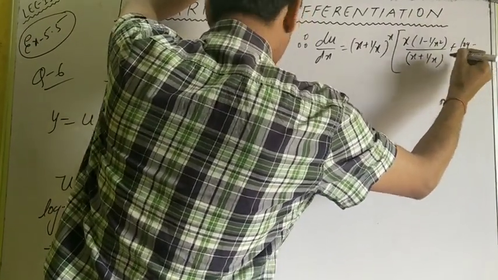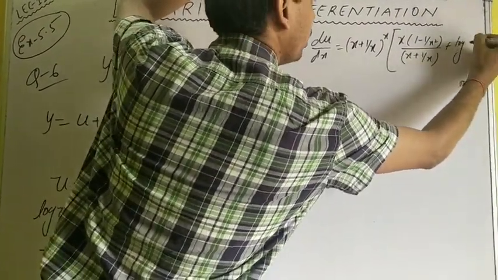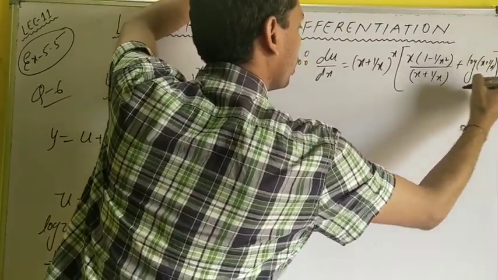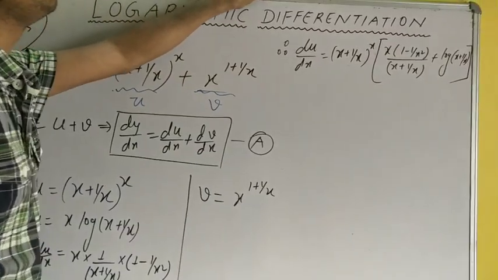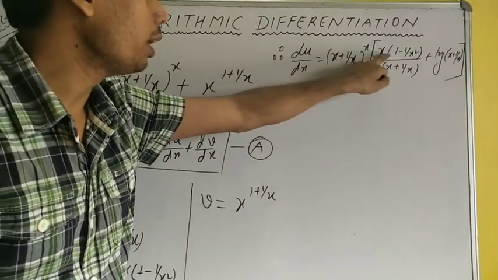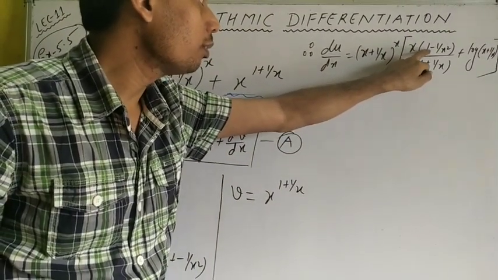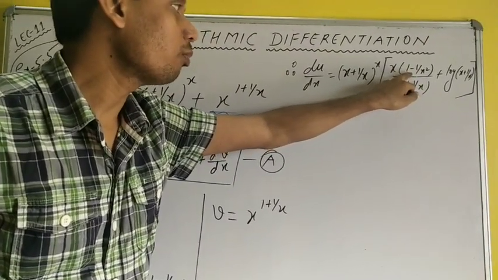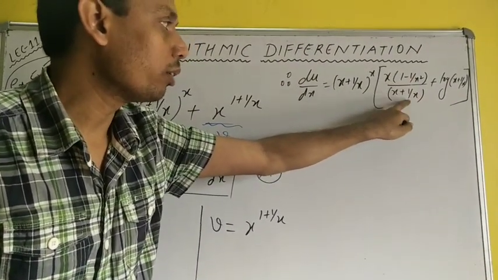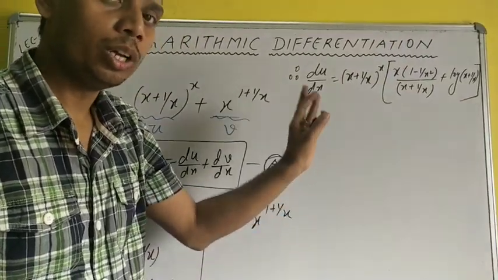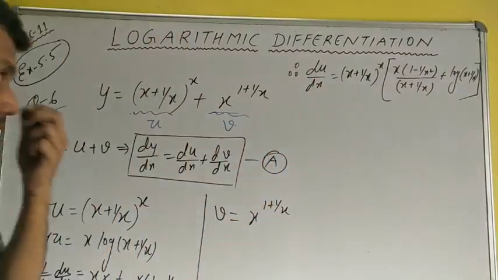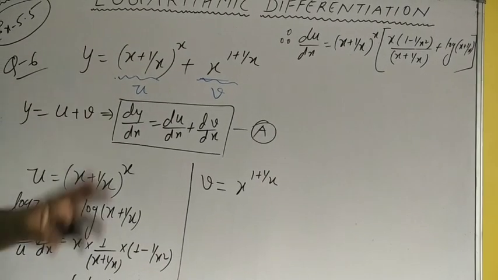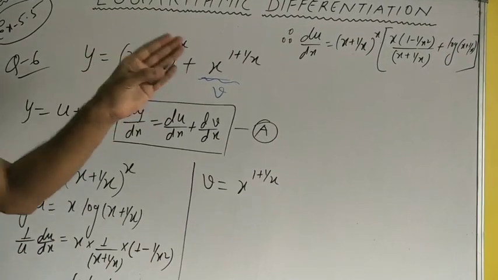plus log of (x plus 1 by x). We can further simplify this. See, if we multiply this by x, this will be x minus 1 by x. So here we get x minus 1 by x, and here x plus 1 by x. You take the LCM, x and x will be cancelled, so you can convert that into the simplest form. I am leaving that part for you all.